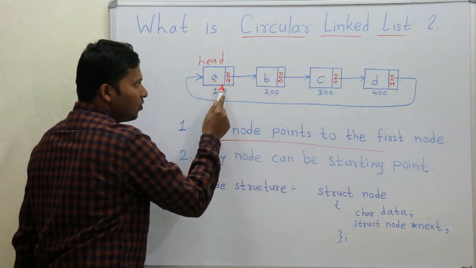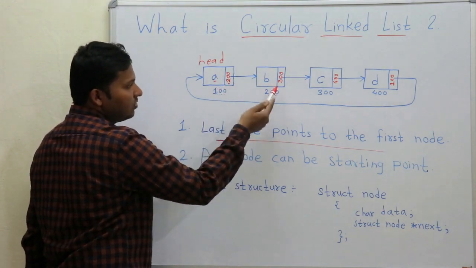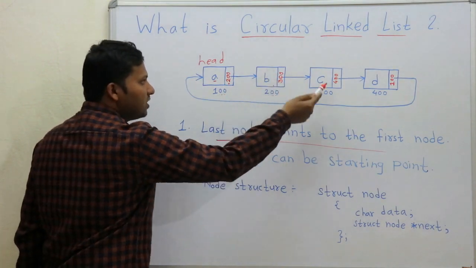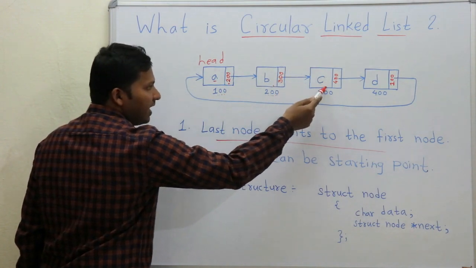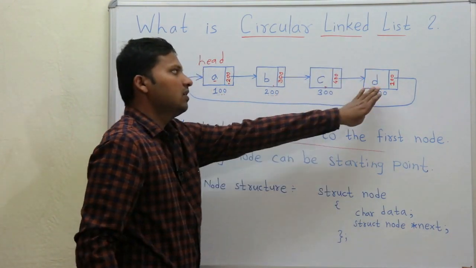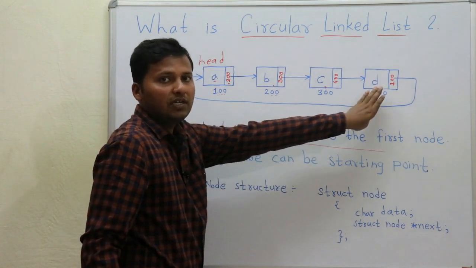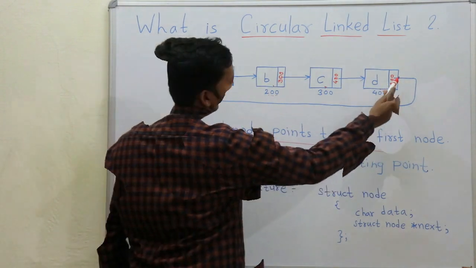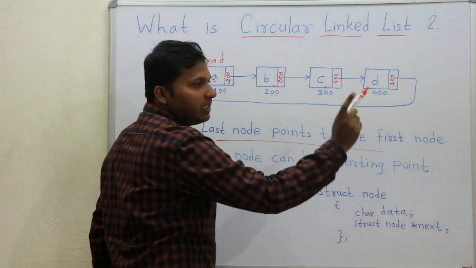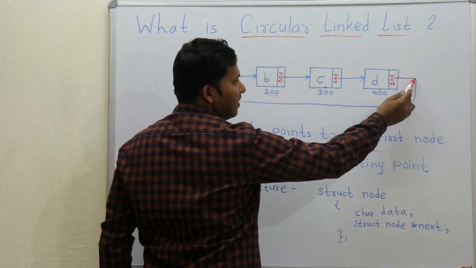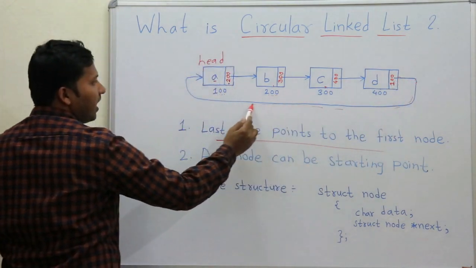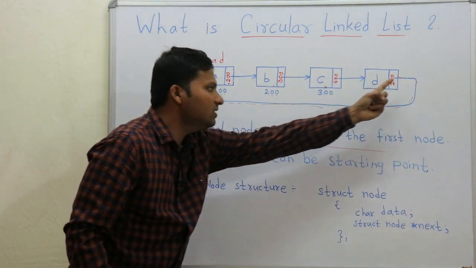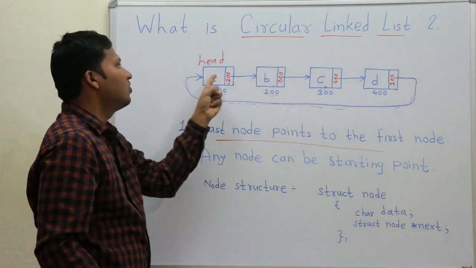Means the first node holds the address of the second node, and likewise the second node holds the address of the third node, and the third holds the address of the fourth node. Okay, now this is the last node, but in a circular linked list there is no last node because the circular linked list never ends. As you can see here, the last node holds the address of the head node, means the first node. That is why this linked list is called the circular linked list.